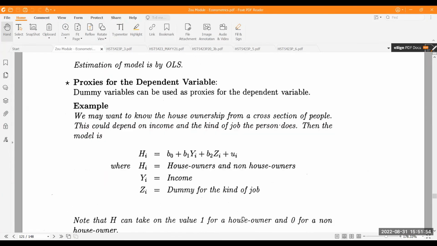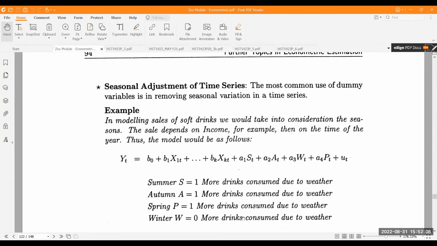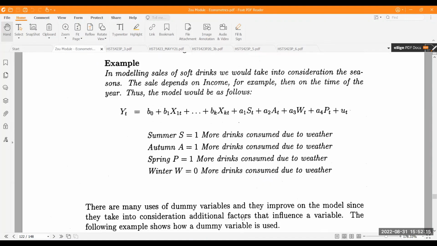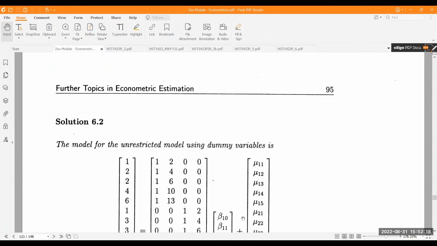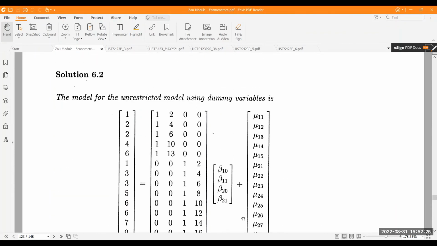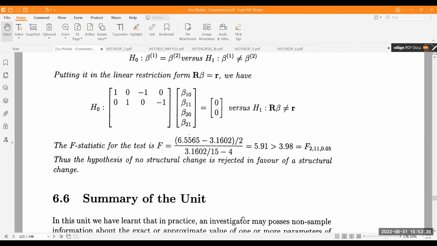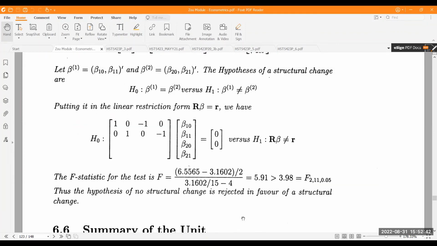On the dependent variable, we can also do the same, like what we've done on independent variables. Those are proxies. Then seasonal adjustment, when there is seasonality. That was an example of restricted estimation, which we've done already. The first section talked about restricted estimation, which I said you can go and read. This is a more practical example of that. And that will be the end of this unit.